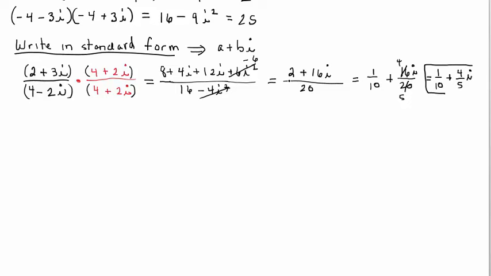The numerator's easy. I don't have to FOIL because I just have a constant multiplier. So 2 times 4 is 8, and 2 times 5i is 10i. In the denominator, we're going to have 16 minus 25i squared. The top is good to go.